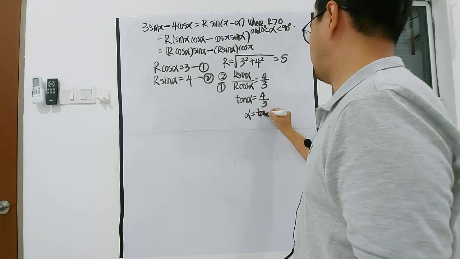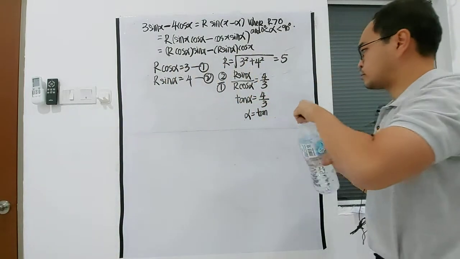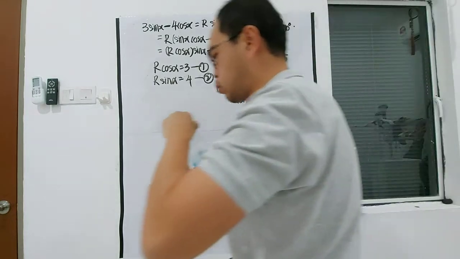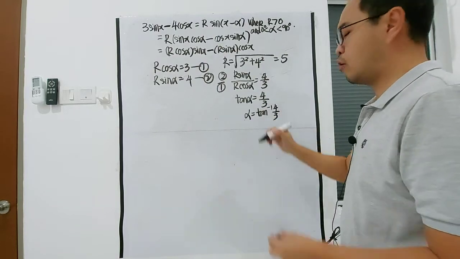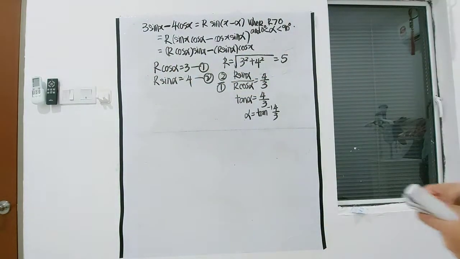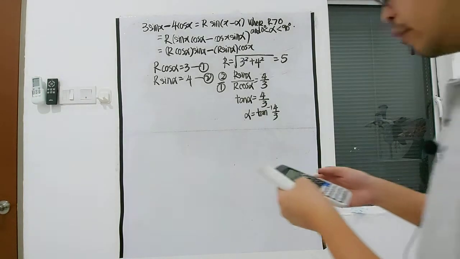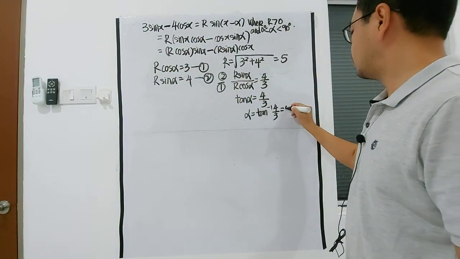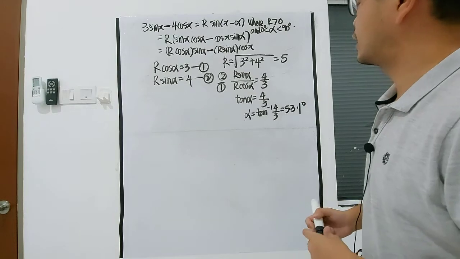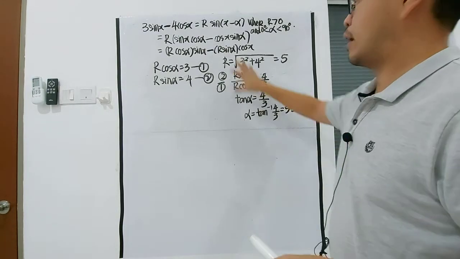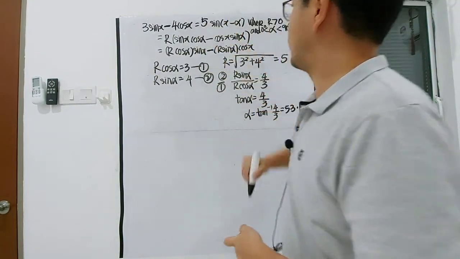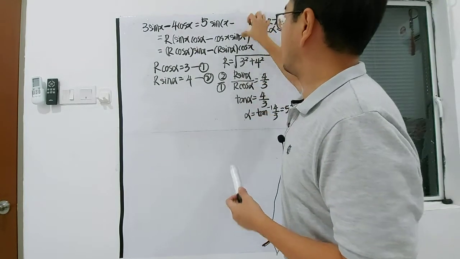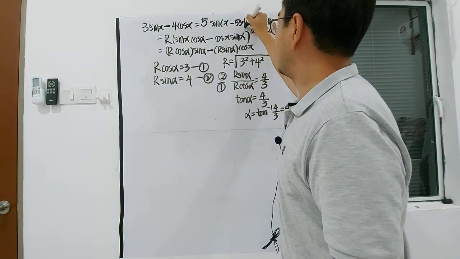And alpha will be arctangent of 4 over 3. So we just follow what the question required. Arctangent of 4 over 3 gives you 53.1 degrees. Alright, so now you have expressed it. I repeat again, now you know that your r value is 5, and your alpha is 53.1 degrees.